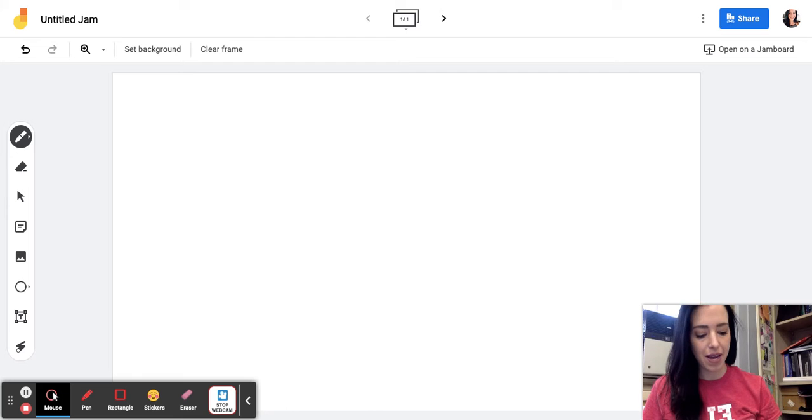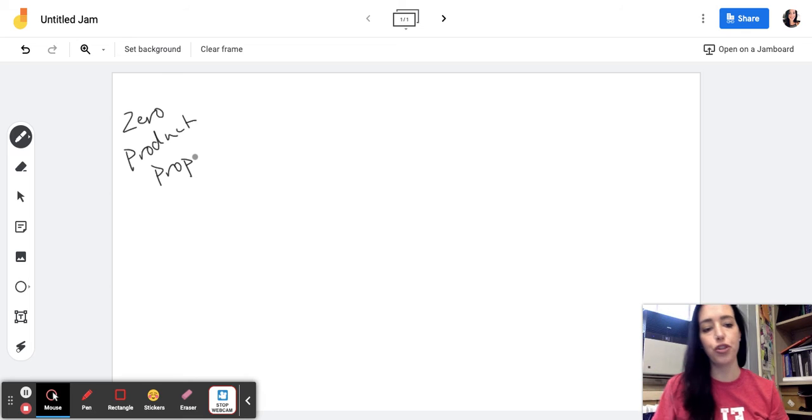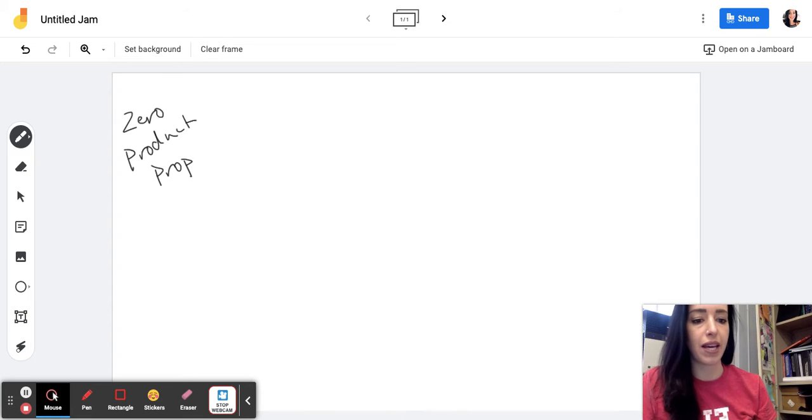Hey guys, I am going to show you how to use the zero product property. Write that real quick. Zero product property to find the x-intercepts, aka solutions, to a quadratic function that first needs to be factored with the greatest common factor.